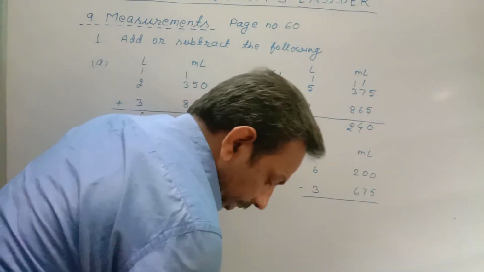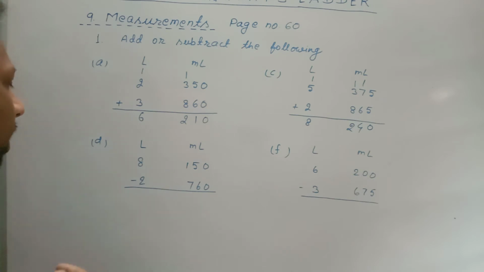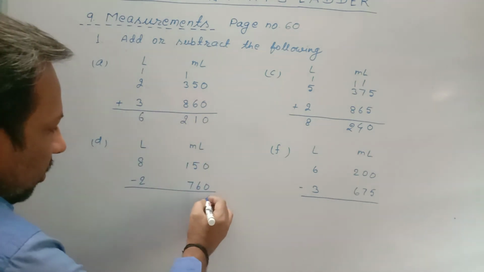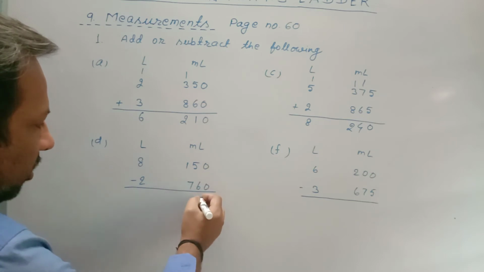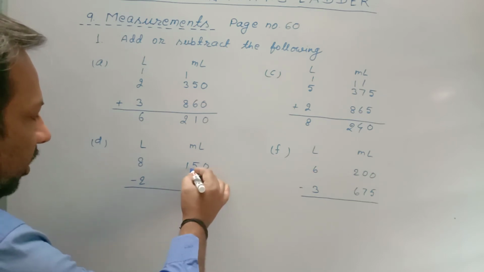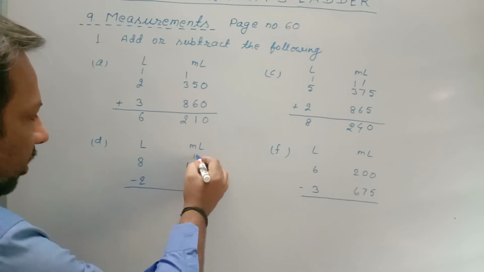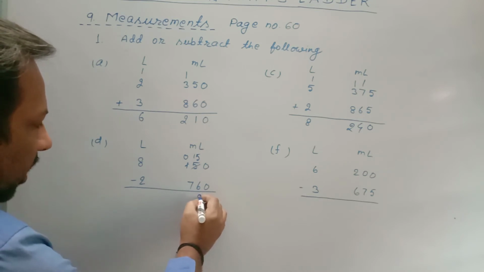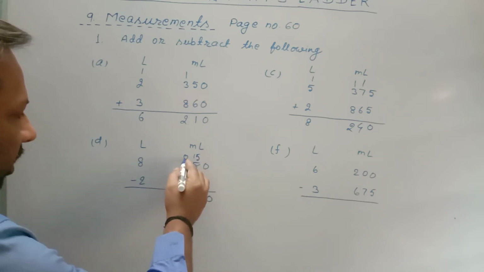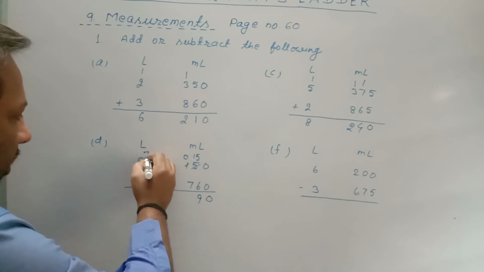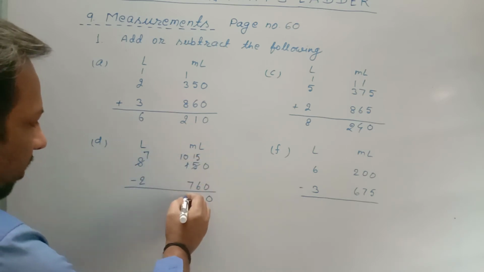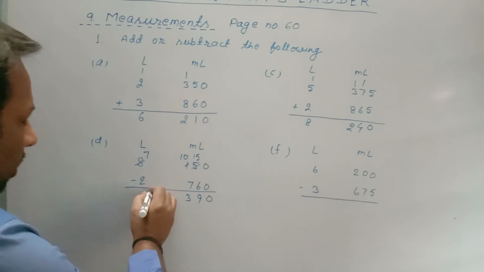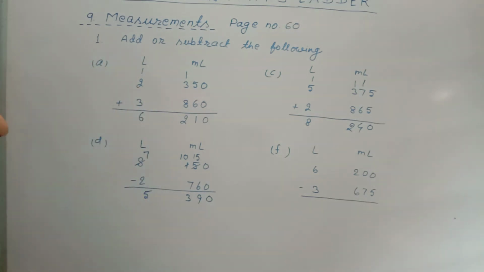Now question number D. In question number D, we are asked to subtract 8 liter 150 milliliter minus 2 liter 760 milliliter. 0 minus 0, 0. 5 minus 6 is not possible because 5 is less than 6. So we'll make it greater than 6. We'll take 1 from here, it became 15. But here only 0 is left. 15 minus 6, 9. 0 minus 7 is not possible. We'll make it greater than 7. For that we'll take 1 from here. Here 7 is left and here it became 10. 10 minus 7, 3. And 7 minus 2, 5. So this subtraction became 5 liter 390 milliliter.